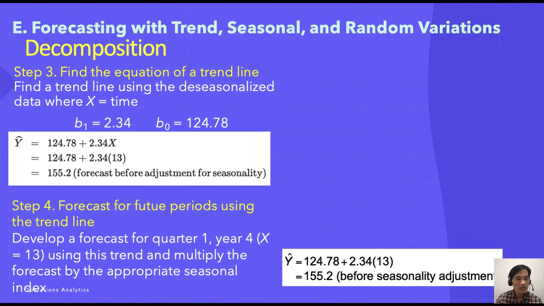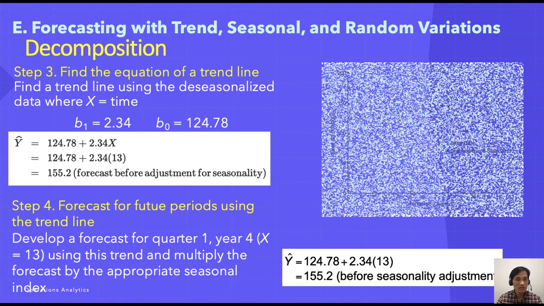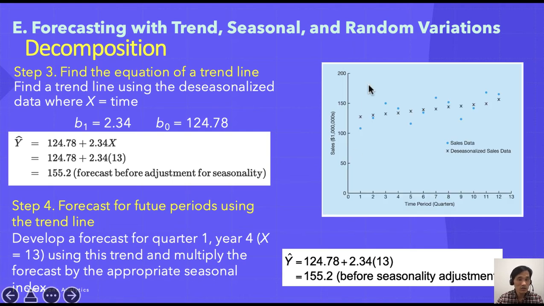And in step four, forecast for future periods using the trend line. We have to develop a forecast for quarter one, year four, which we have done, and that's created right here. And we can just look at the graph. This is the deseasonalized data, and the trend line goes right in between the deseasonalized data, and you see it's much more stable than the actual sales data because you deseasonalized it.